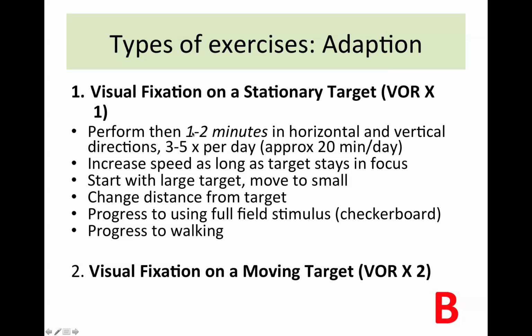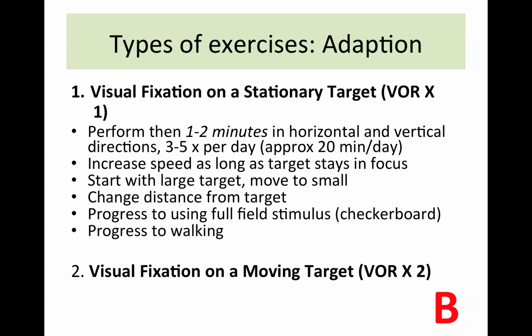And their whole goal is that they move at a speed at which the target stays clear, okay? And then you attempt to go faster. But if there's too much visual blurring, meaning too much retinal slip, you need to slow down, okay? We usually will start with a large target, okay, something that people can look at, and move to smaller and smaller targets like a business card, all right?